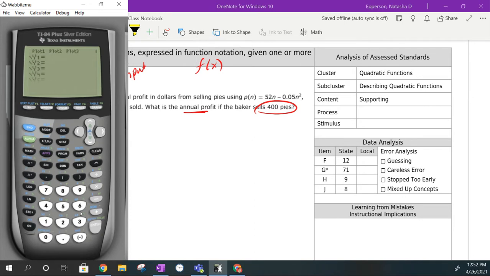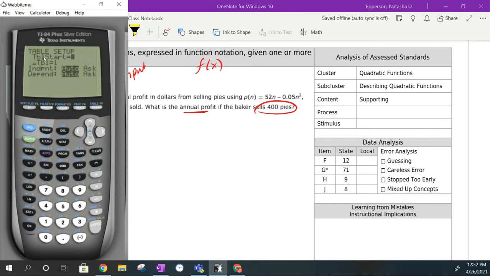So I'm going to go to y equals, and I'm going to do 52x minus 0.05x squared, and I want to look at when x is equal to 400. Now you have to go a ways up. 400 is pretty far up in the x value, so there's a quick, easy way to get to that. I'm going to hit the blue button second, and then hit the button that says window. I want to go to the table set.